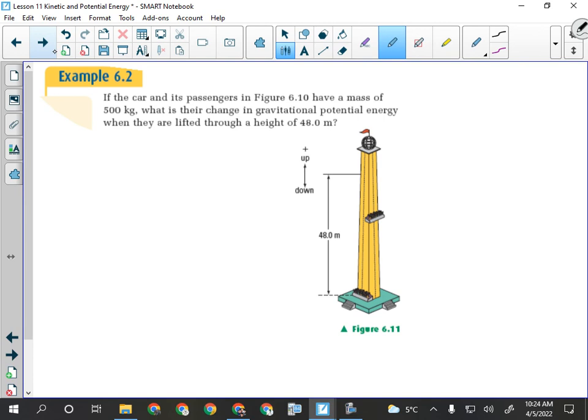So calculating potential energy, we already know how to do that. Just EP equals m times g times h. So for something like this, the potential energy would be the mass, 500 kilograms, times 9.81 times 48 meters, and that would give us our potential energy. Easy enough to calculate.